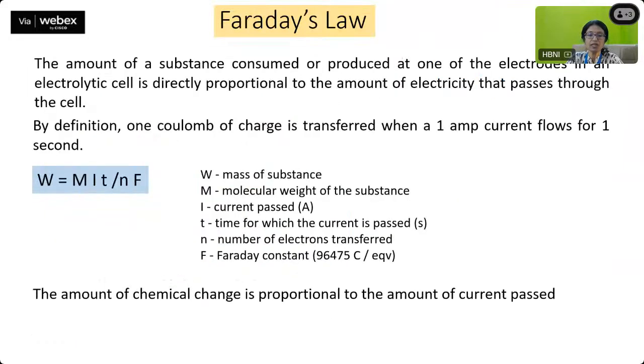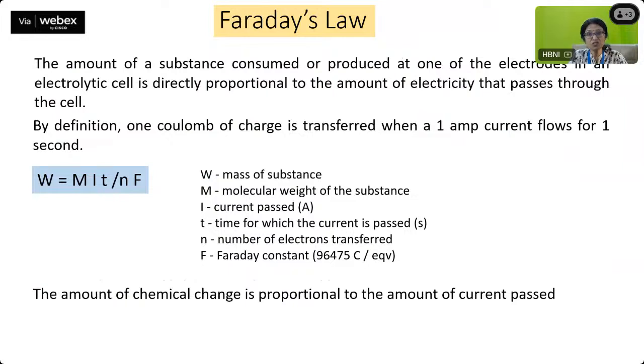Okay. So now another very important concept which I spoke about: Faraday's law. Between 1833 and 1836, all these laws came in. So what was the law? The amount of substance consumed or produced at one of the electrodes in an electrolytic cell is directly proportional to the amount of electricity that passes through the cell. So 1 coulomb of charge is transferred when 1 ampere current flows for 1 second. So you have this particular equation, W is equal to MIt by nF. W is the mass of the substance. M is the molecular weight of the substance. I is the current passed in amperes.